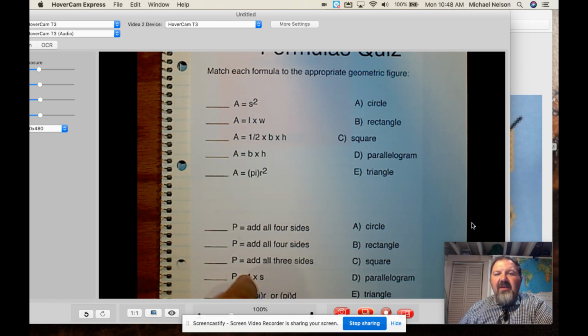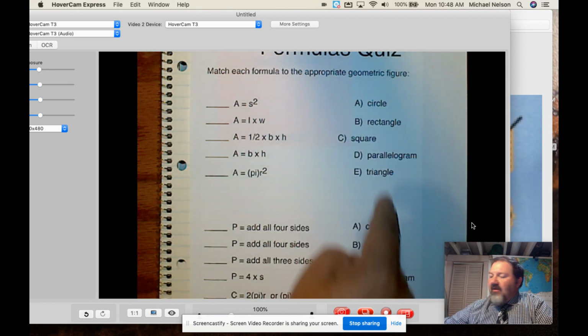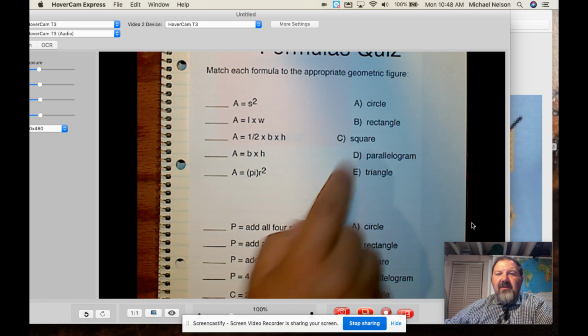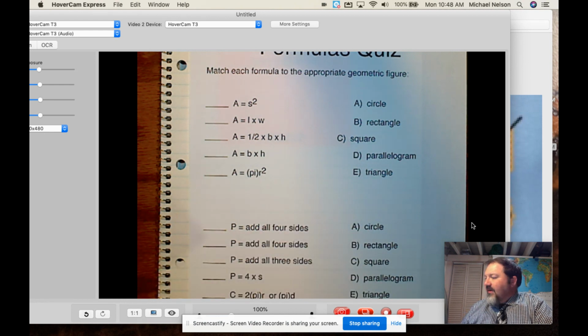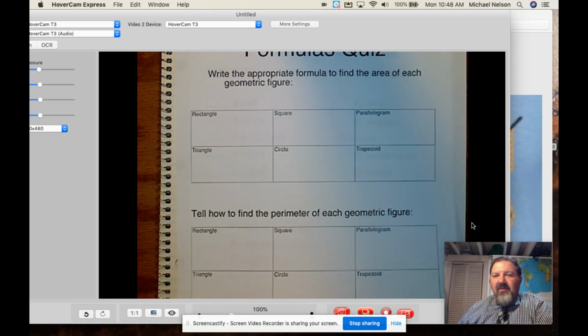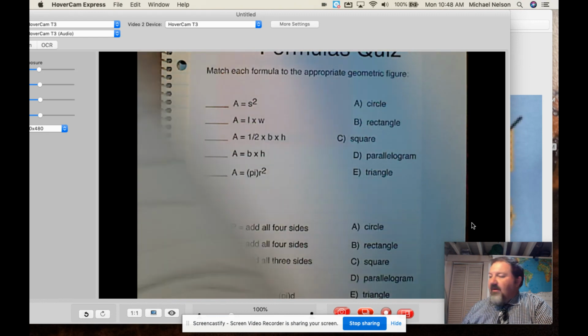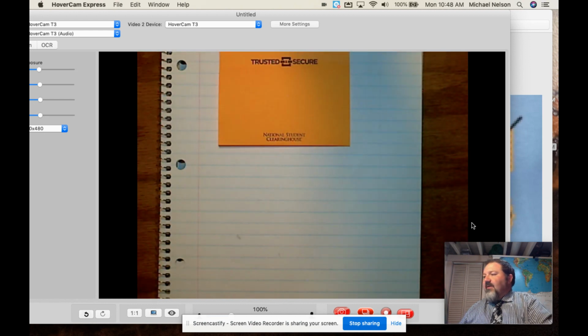This is probably the easier side because all of the formulas are listed and all of the shapes. Looks like there was a little alignment error on the printing. But anyway, this is the most important part, and then this is the reinforcement practice later on. All right, so let's get started.